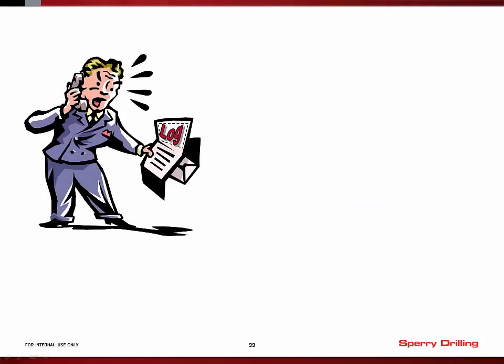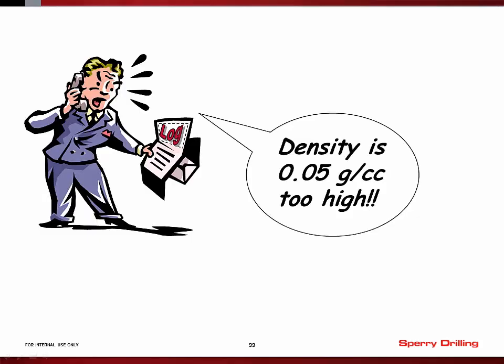Now, from time to time, some of us may have encountered an angry customer. This is intended to represent an angry customer, and in particular an angry petrophysicist. And from time to time we may hear the angry petrophysicist say to us something along the lines of, your density is 0.05 grams per cc too high.